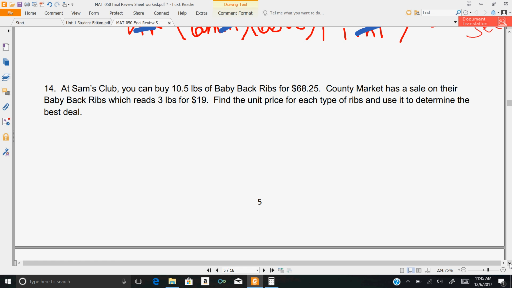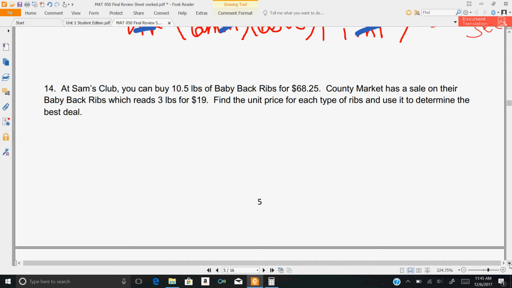At Sam's Club, you can buy 10.5 pounds of baby back ribs for $68.25. County Market has a sale on their baby back ribs, which reads 3 pounds for $19. Find the unit price for each type of ribs and use it to determine the best deal.